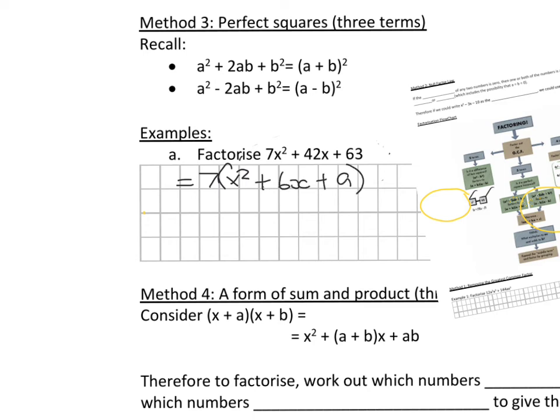And then we're going to go, well, do we have a square? Obviously x squared is a square. What about the 9? Is that a square? Yes, you should remember that 9 is 3 squared. So that's good. Is that middle term 2 times those squares? Is it 2 times x times 3? Yes, it's 6x. So that tells us straight away we can go to 7 bracket x plus 3 all squared. Excellent. All right, we've got one more example and then we're done.